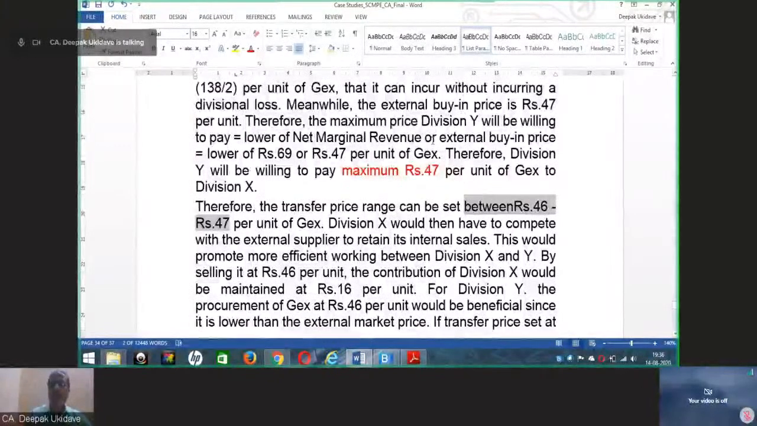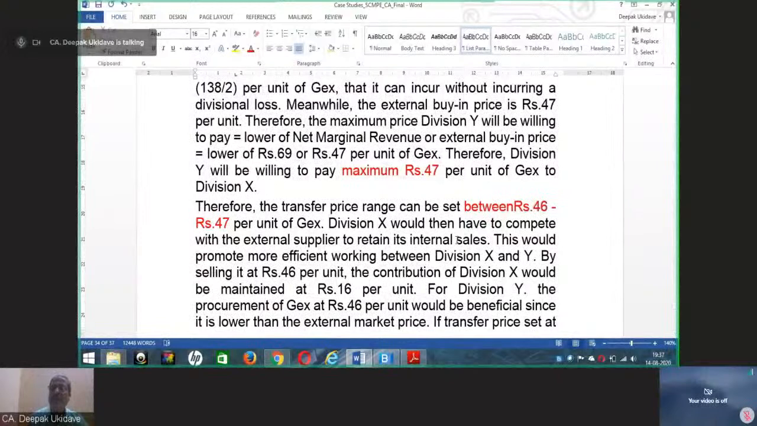46 rupees from the point of view of the selling division is the minimum selling price, and 47 rupees is the maximum buying price from the point of view of the buying division. So the buying division is ready to pay 47, the selling division is ready to sell at a minimum of 46. Anything above 46 is welcome. So now division X would have to compete with the external supplier to retain its internal sales. This is the key line or punch line in this entire analysis.